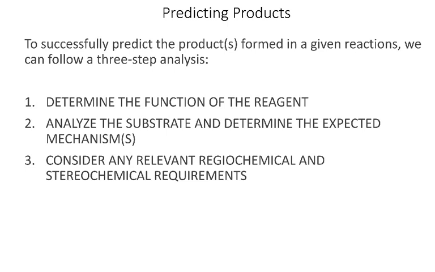So to successfully predict the products from a given set of reagents, I think it's helpful if we break it down into a number of different steps, and we'll look at each one of these individually. So we want to see how the reagent is going to affect the reaction. Then we want to analyze the substrate, and then finally we'll consider any regiochemical or stereochemical requirements that the reaction may have.